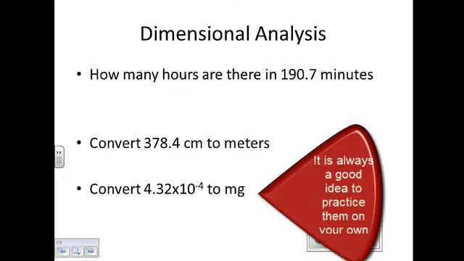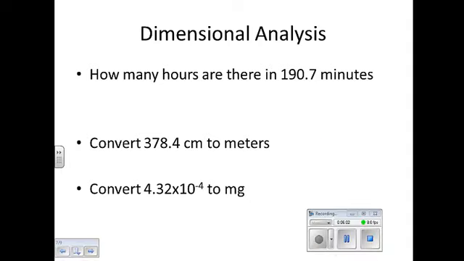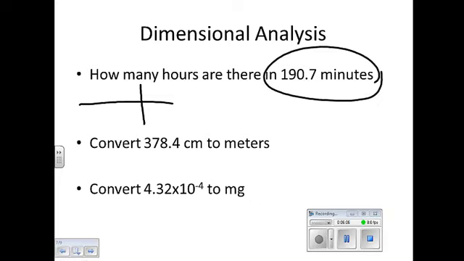How many hours are there in 190.7 minutes? Well, first thing, you got to start your grid. You are given 190.7 minutes, so 190.7, we'll do MIN for minutes. Those are the first few steps. You have minutes in the top left, so you have to put minutes in the bottom right. Now we're going to hours, so our desired unit goes in the top right, so hours.